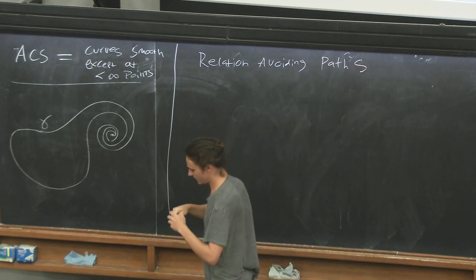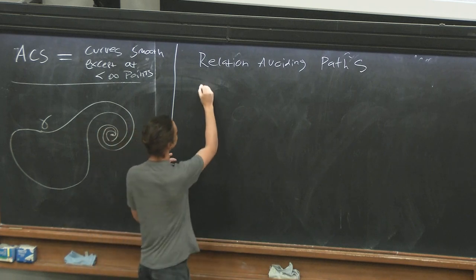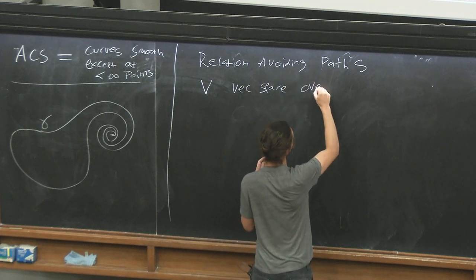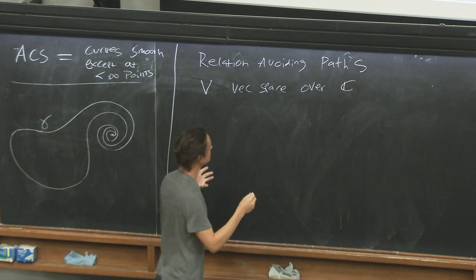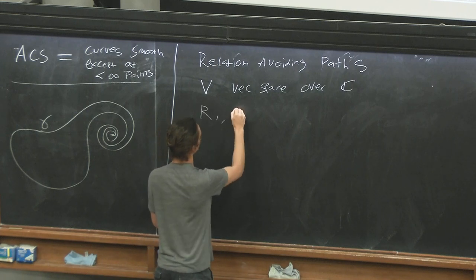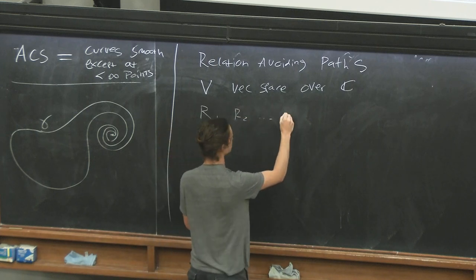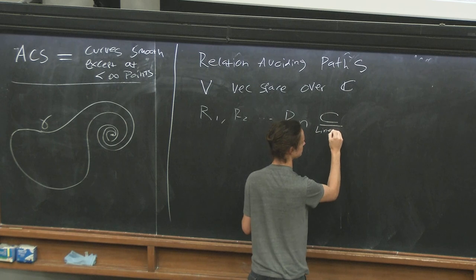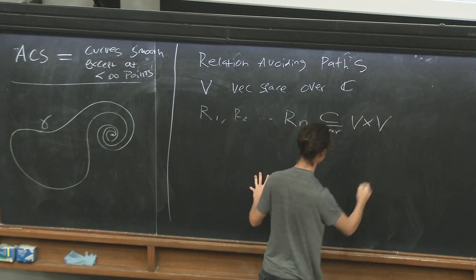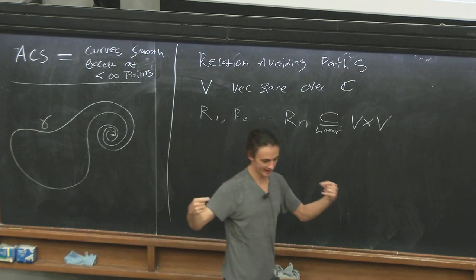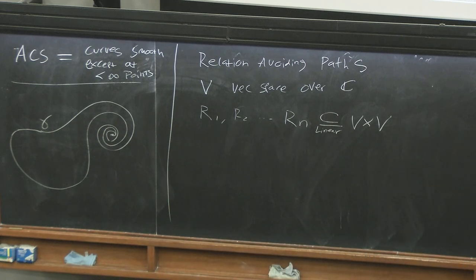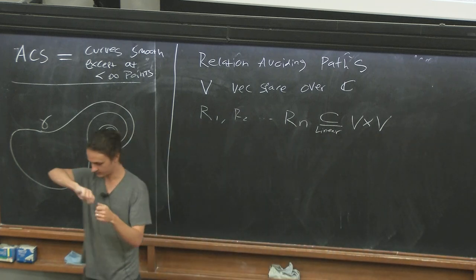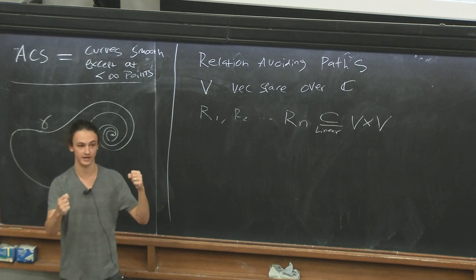So in particular, we're going to have a vector space V, over the complex numbers, finite dimensional. And we're going to have relations R1, R2, dot dot dot, Rn, finitely many of them, and these are all going to be linear subspaces of V times V. Okay. And what is a relation-avoiding path? A relation-avoiding path is just a continuous path in V which has the property that no two points of that path are related. In particular, I'm interested in relation-avoiding paths that approach the origin of V.